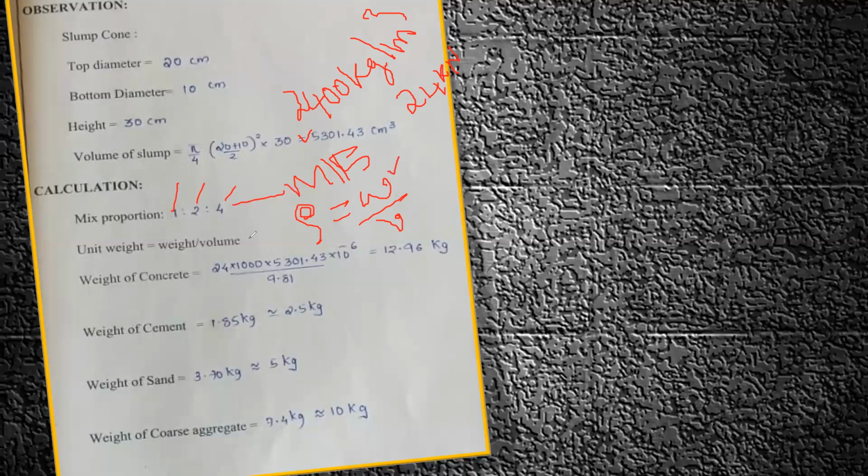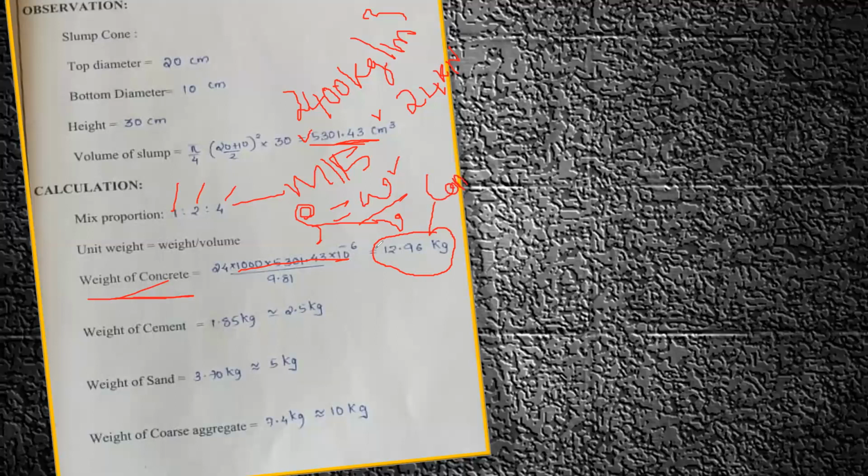So the weight of the concrete will be: you multiply density into volume, you'll get the weight. They have written 24 in terms of kilonewton, and into 1000 is what they have done. They have tried to convert it in terms of kg, into 5301. They have taken it from the volume of the slump, and this is in terms of centimeter cube. I'll convert that in terms of meter. That is where they have multiplied this by 10 to the power of minus 6 and divided by 9.81, because they want to convert it from kilonewton to kg. So finally, if you do this calculation, you are going to get 12.96 kg. So this much amount of concrete I need to prepare to do my test.